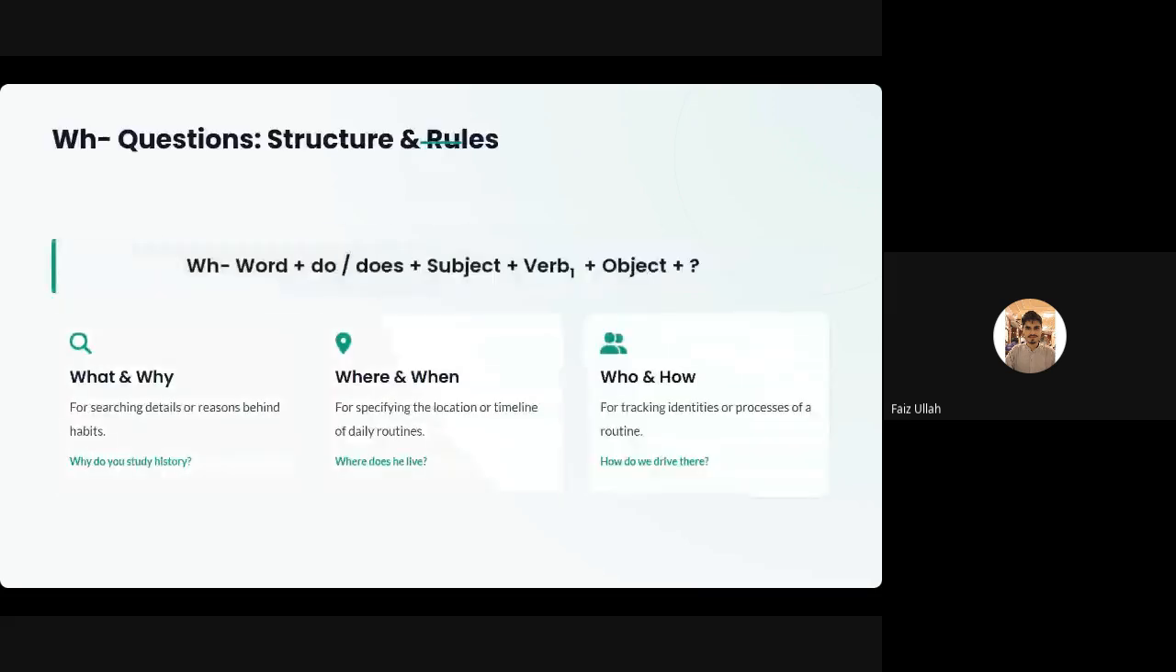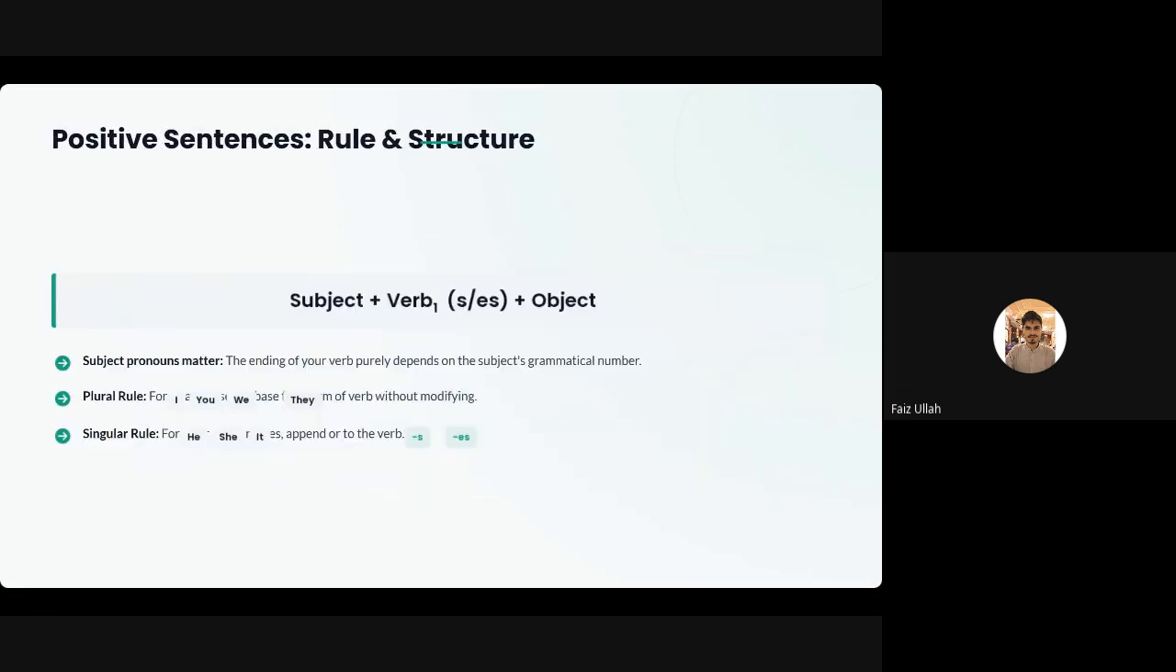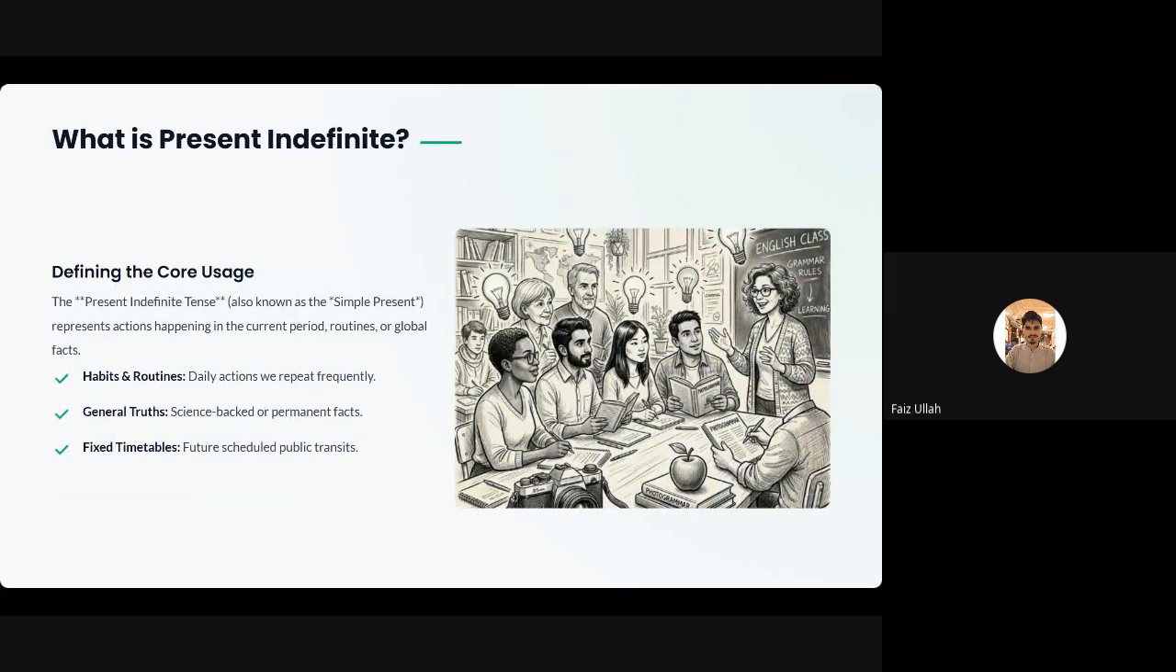So today, let me revise it again. Today we talked about present indefinite tense. Present indefinite tense is used for habits. It is used for your likes. It is used for your dislikes. It is used for your habitual activities.